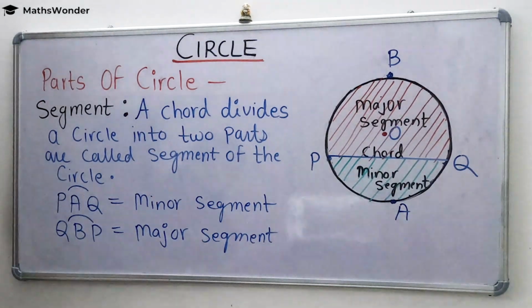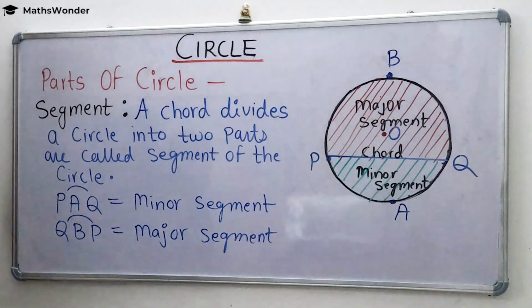O is the center of the circle. A chord of a circle divides the circular region into two parts called segments of the circle. The segment containing the center of the circle is known as the major segment, and the one not containing the center is known as the minor segment. So we have two segments here.